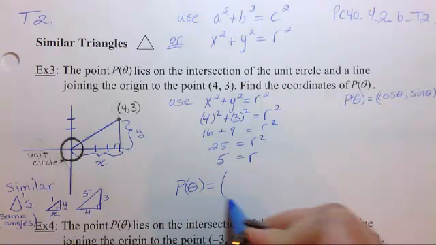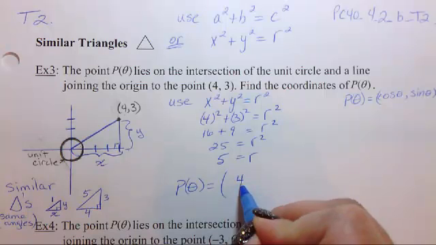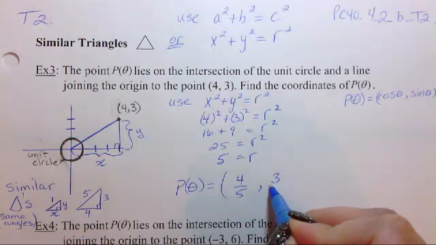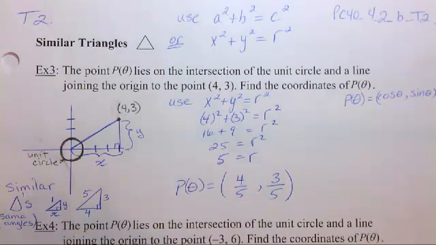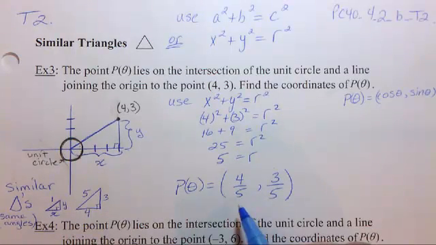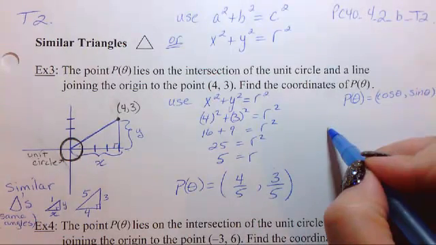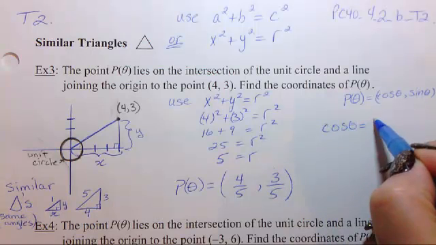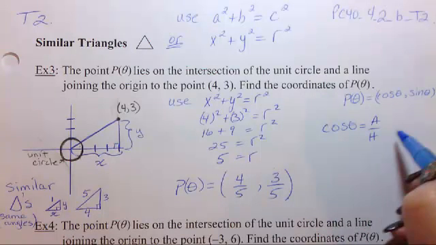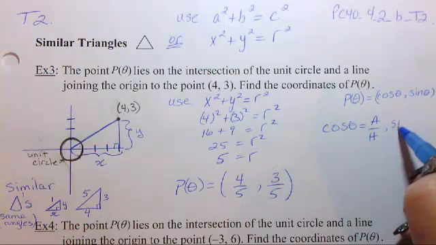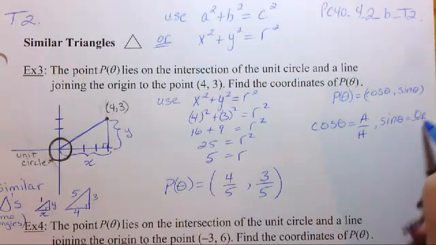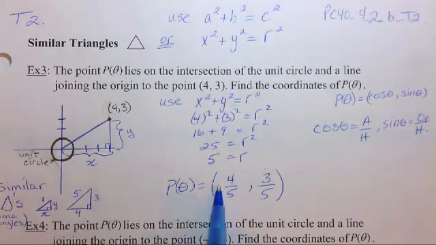All right, so now we can just say that our P theta is going to be 4 over 5 and 3 over 5. Now, why is this the case? Well, if you recall, do you remember this idea here? Cos theta is equal to adjacent over hypotenuse, and sine theta was equal to opposite over hypotenuse. So if you relate that to this triangle, it gives you these answers.